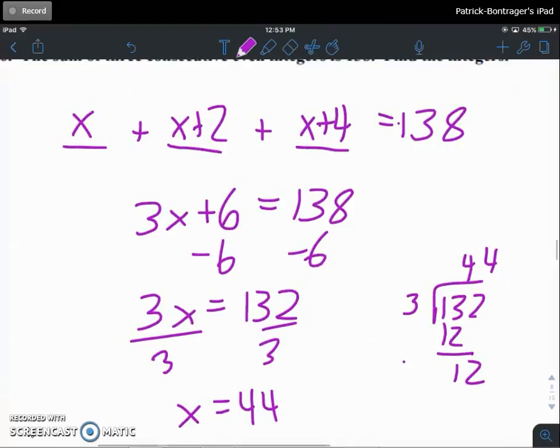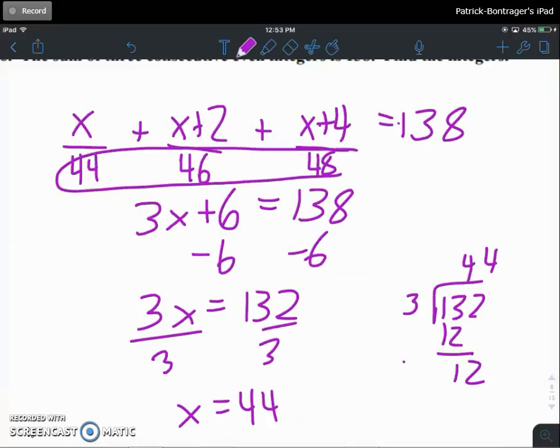Then I go plug it back in. So the first one's 44, the second one is 46, and the third one is 48. So there's my integers.